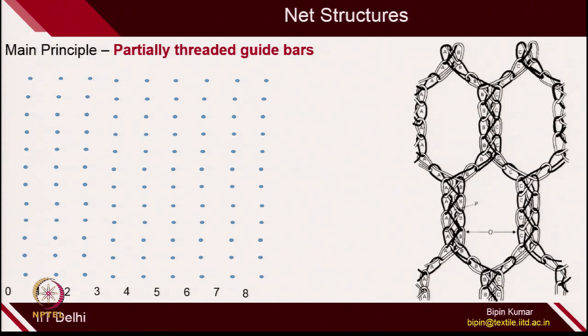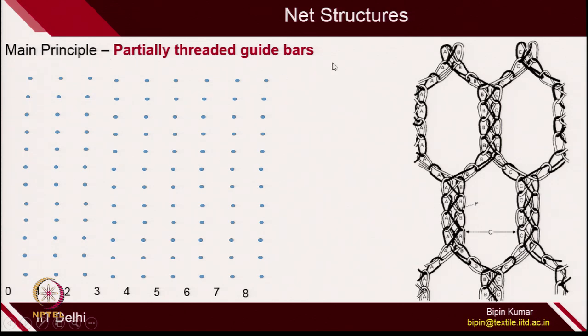To create these types of structures, we need only 2 guide bars on the machine, just like the front and back guide bar for lock knit or sark skin. The machine will remain the same. Only what we need to do is thread the guide bars selectively. In a regular warp knit structure, all the guides of each bar are filled with warp yarns, but in case of net structures we have to leave some guides empty.